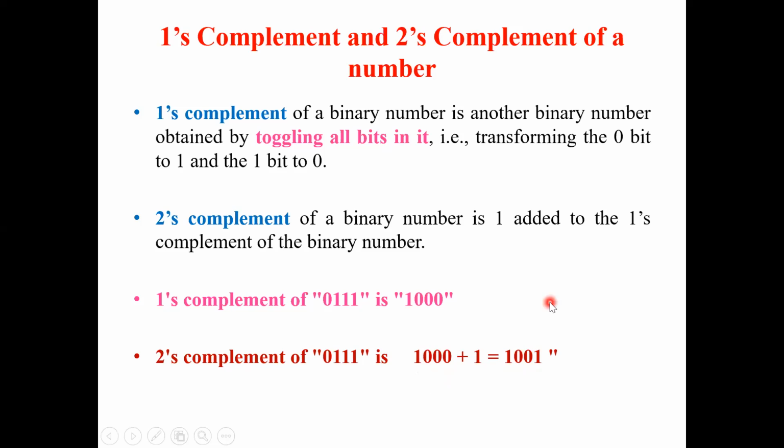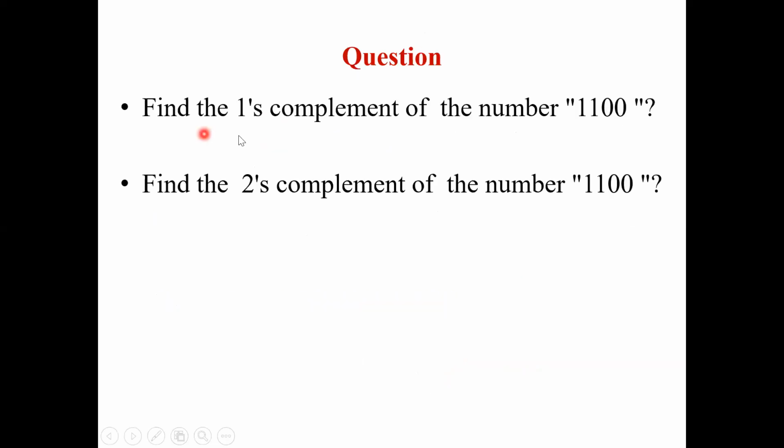I give you one example. You solve this. Find the 1's complement of the number and find out the 2's complement of the same number. So 1's complement is just reverse the bits, and 2's complement, uske niche plus 1 kar dena. Because every time the number is not simple, there might be a carry also.